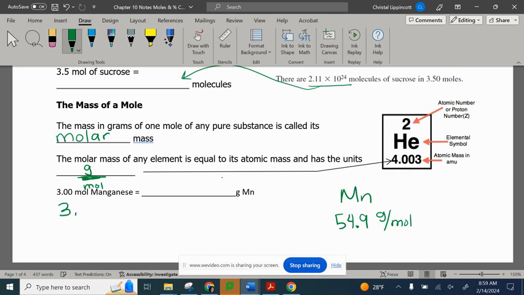So I'm going to set this up. Manganese. What's going to go on the top? Or what's going to go on the bottom? What am I getting rid of? So I'm going to put moles down here. I'm going to put grams up here. Wherever my grams are, that's where the number goes, off the periodic table. And that's in every 1 mole. So then we just multiply across.